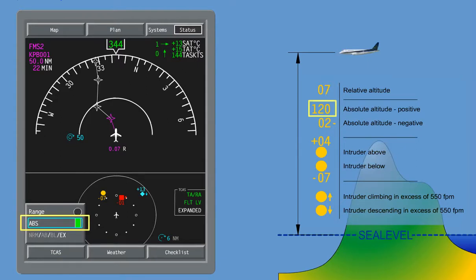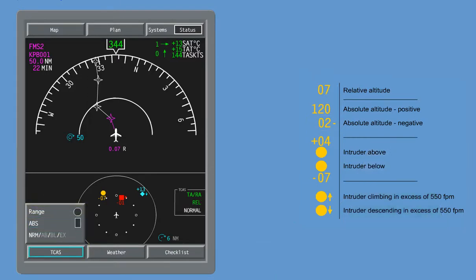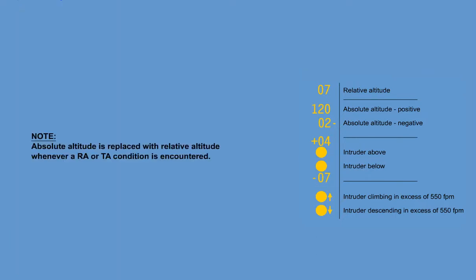A positive altitude is then displayed with 3 digits, but a negative altitude is displayed with 2 digits followed by a negative sign. When the number is placed above the traffic symbol and preceded by a plus sign, it represents an intruder above the TCAS aircraft. Placed below the traffic symbol and preceded by a minus sign, it represents an intruder below it. Note, absolute altitude is replaced with relative altitude whenever a resolution advisory or traffic advisory condition is encountered.